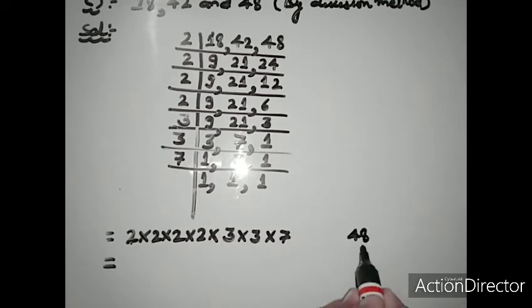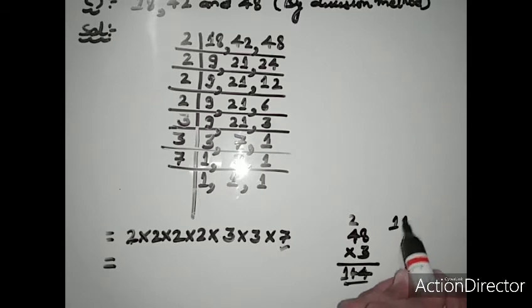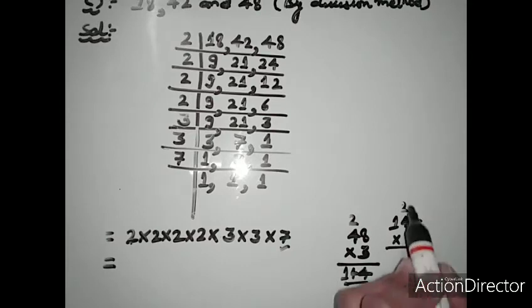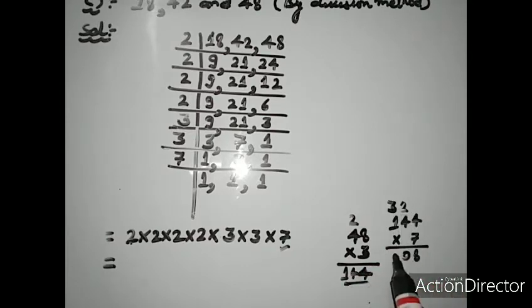So here we multiply 48 and 3. 8 3s are 24, 4 to carry here, 4 3s are 12, 13, 14, 144. 144 multiplied by 7. Now here we multiply 144 and 7. 7 4s are 28, 8 to carry here. 7 4s are 28 plus 2 is 30, 0, 3 carry here. 7 1s are 7 plus 3 is 10. So here we write 1008, 1008, right?